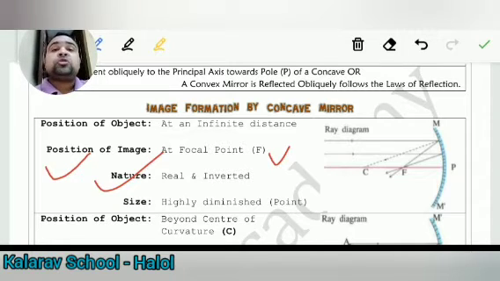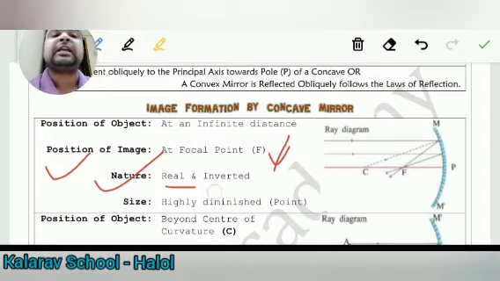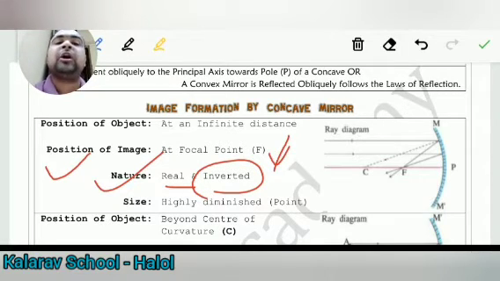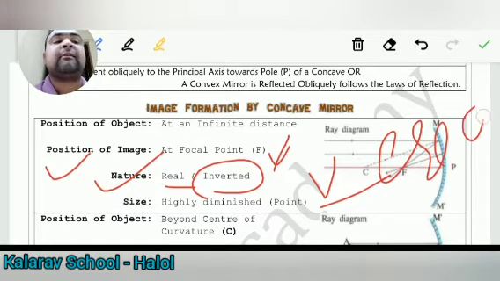Okay, if the image is formed in front of the mirror, then that image is always considered a real image. But if the image is formed behind the mirror, then it is considered a virtual image. Understood? Behind the mirror, then virtual, and in front of the mirror, then it is considered the what? Real image. And if you write down real, then inverted is by default there. So real and inverted, and if the image is formed behind the mirror, then it will be virtual, and virtual is always what? Erect.